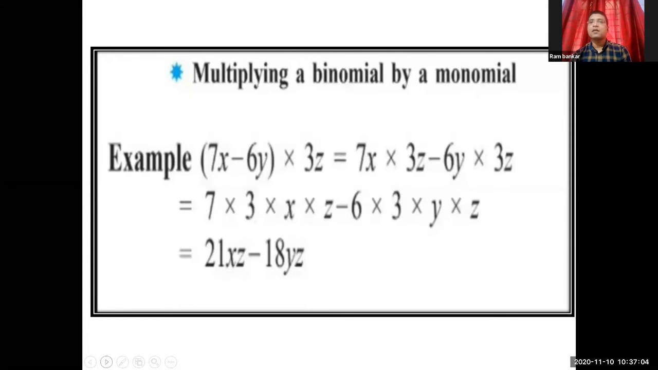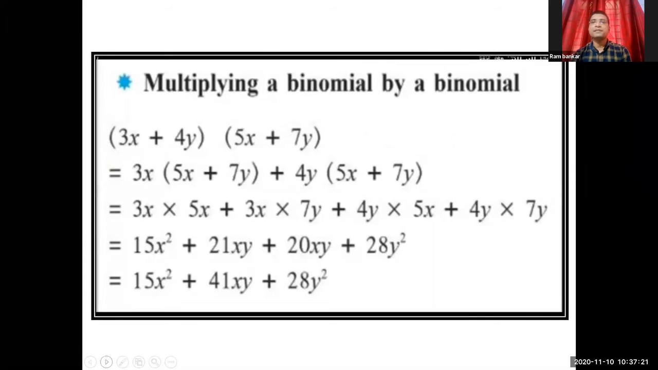Minus, written as it is, 6 into 3, how much? 6 threes are 18. Yes. Y into z, yz. So 21xz minus 18yz is the answer of this equation.